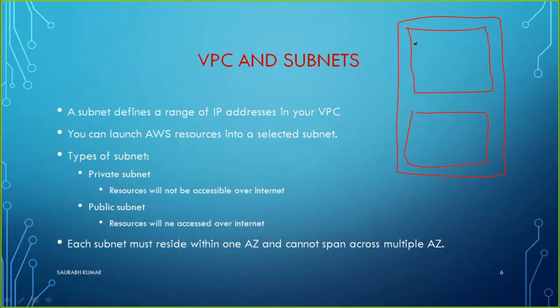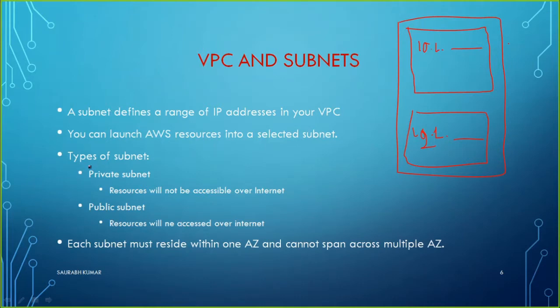One subnet will have maybe the range of IP addresses, let's say 10.1.x.x, and another one maybe 10.2.x.x. So these are two subnets now. If you are using a different CIDR value, and you change the range of IP addresses, that means you now have two different subnets inside of it. You can also launch AWS resources into a selected subnet. That is the plus point about it.